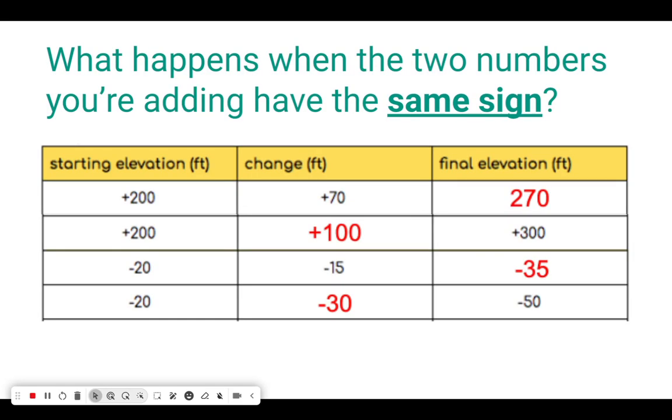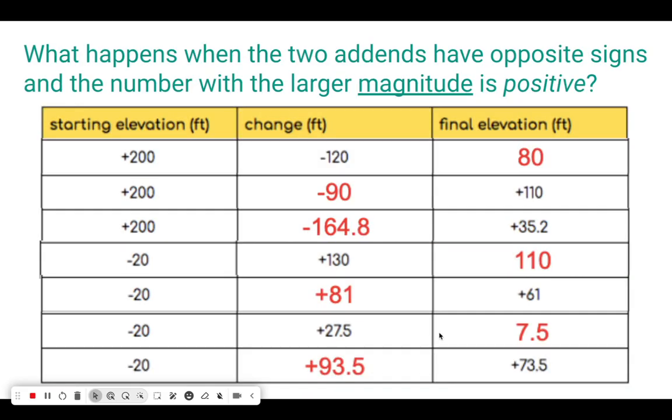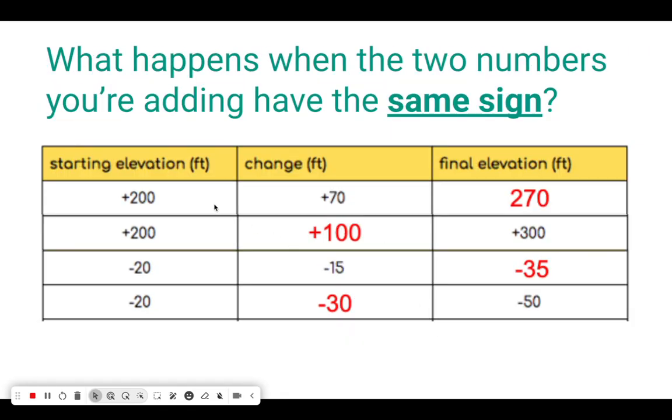All right, so what happens when two numbers have the same sign? Like 200 plus 70 is 270. 200 plus 100 is 300. -20 plus -15 is -35. -20 plus -30 is -50. So when the sign is the same, you're just simply adding them together and then keeping the sign that they have.